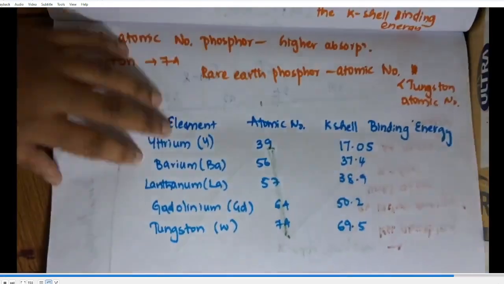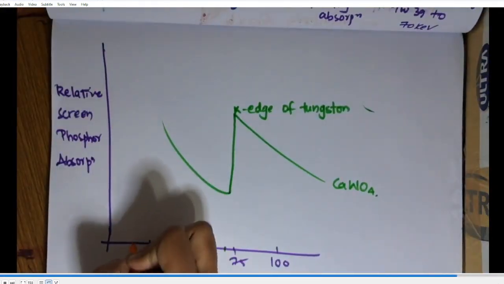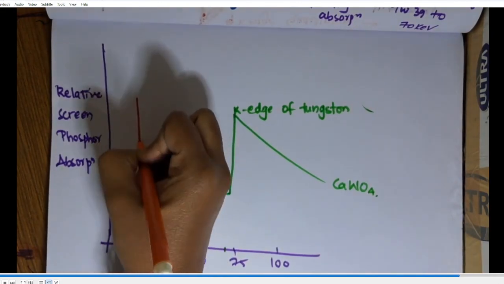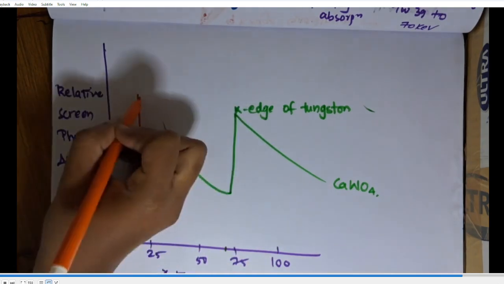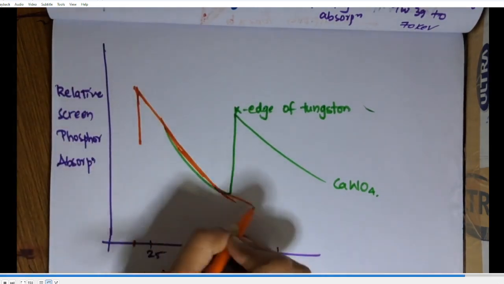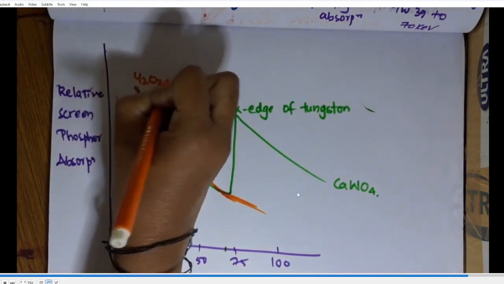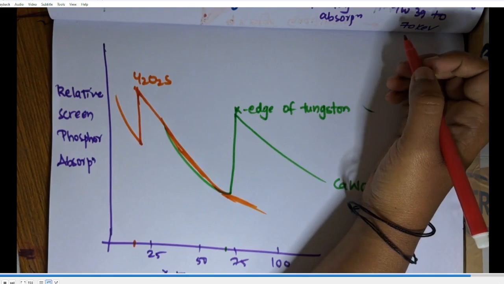Whereas yttrium has a very low K-edge, around 17.5 kilo electron volts. Because of this very low K-edge, the maximum absorption occurs at 17.5 kilo electron volts. So calcium tungstate and yttrium oxysulfide will match almost similarly from this 17 kilo electron volts to this 70 kilo electron volts. At 70 kilo electron volts, there is the K-edge of tungsten, which shows more absorption. So these two phosphors will absorb about the same X-ray energy.